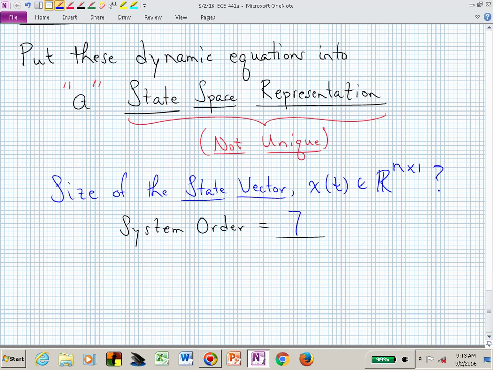Our system order is 7. If somebody said you have a 7th order dynamic system, that's what your denominator would be. In a transfer function it would have an s to the 7th, and you would have 7 poles, or 7 in this time domain description. You have a system matrix A. If you found the eigenvalues of A, those are the poles of your system, and that will give you the dynamic behavior of your open loop system.